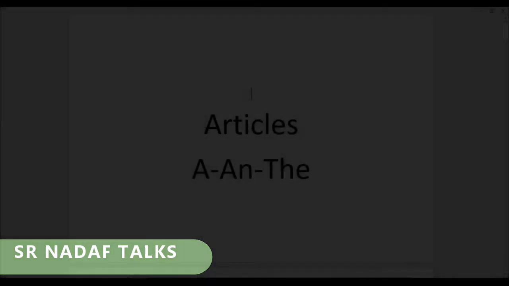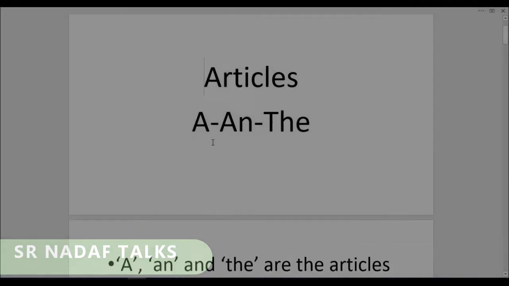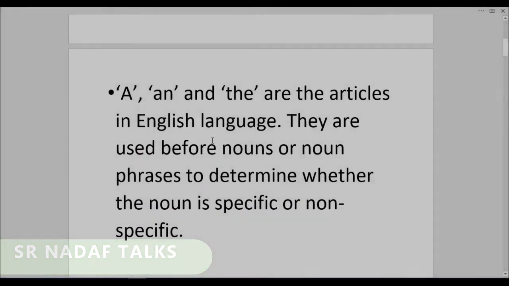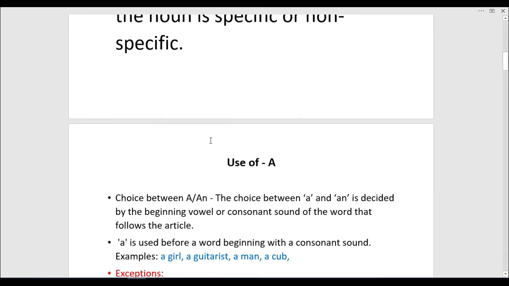Let's study the use of articles a and the. A and the are the articles in English language. They are used before nouns or noun phrases to determine whether the noun is specific or non-specific.